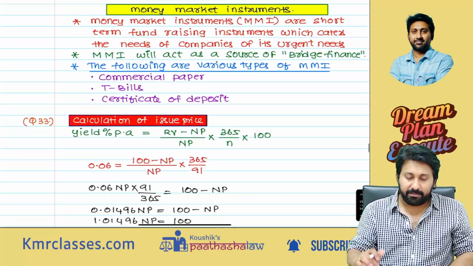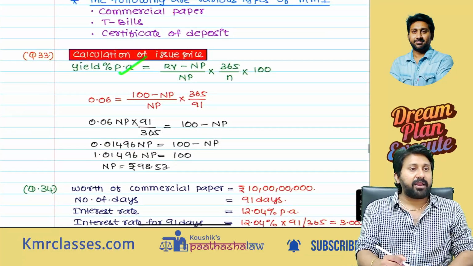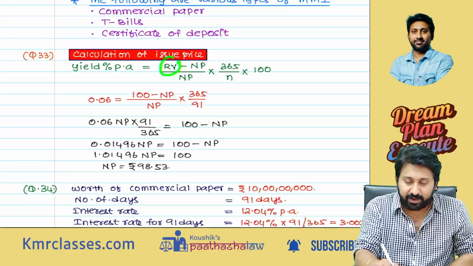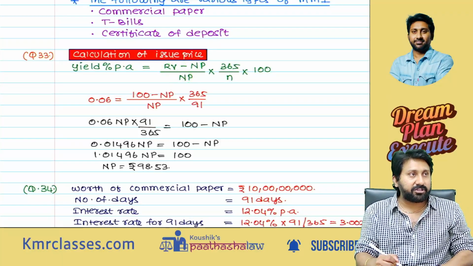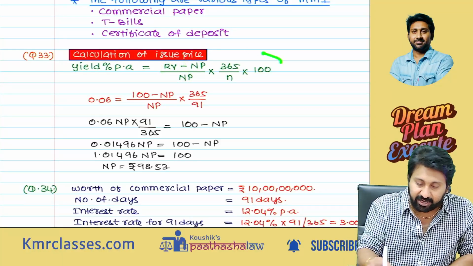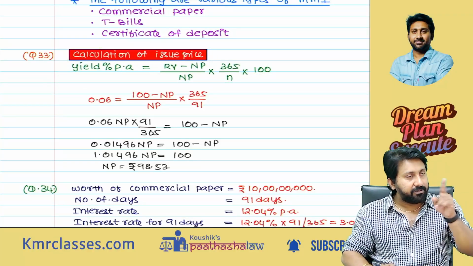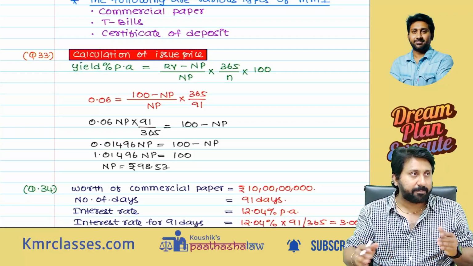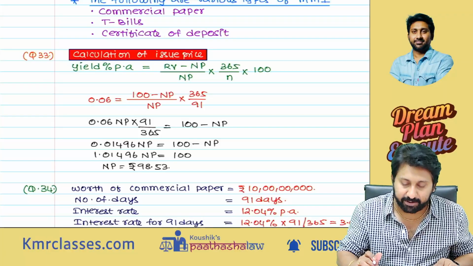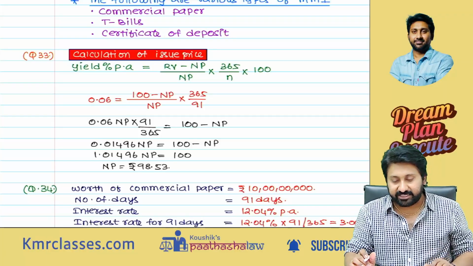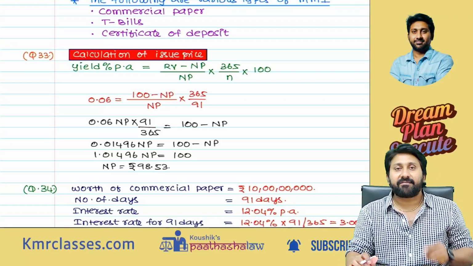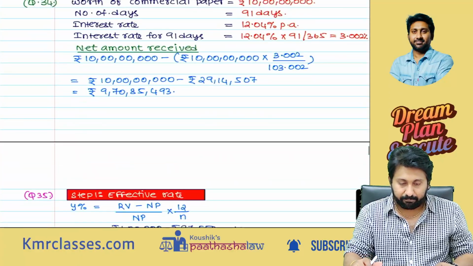Next, money market instruments. If you want to calculate yield per annum on a money market instrument, it is RV minus NP divided by NP into 365 by N. This is a calculation of issue price. Okay, yield equal to, they will give the yield and you will calculate NP. NP is the issue price, net proceeds. RV minus NP divided by NP into 365 by N into 100. If months are given, it is 12 by N into 100. Same.